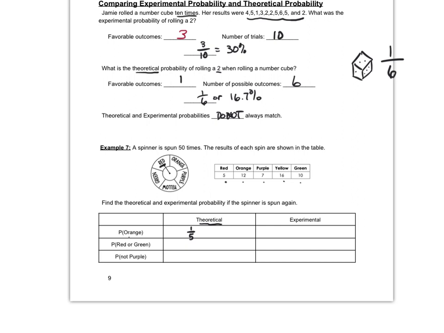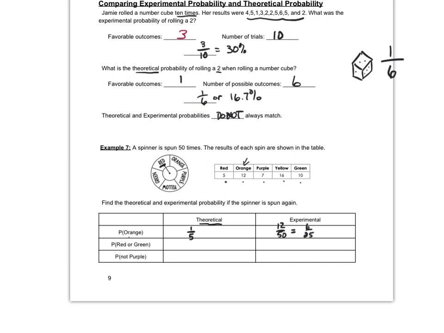Now my experimental outcome when I spun orange: our trial was 50 spins, and they came up orange 12 times, which simplifies to 6 over 25. So obviously here my two don't match up, very close, but not perfect.